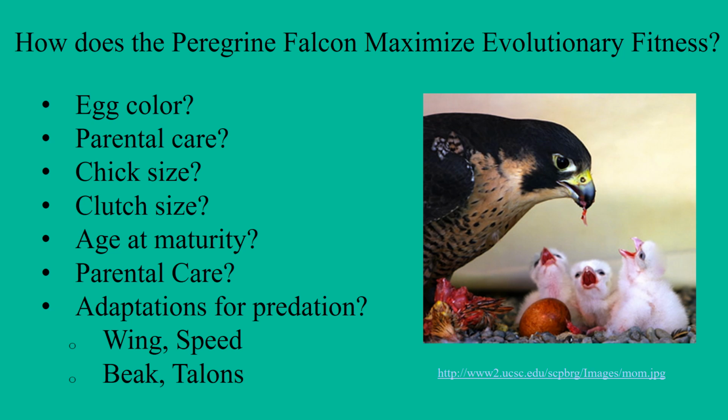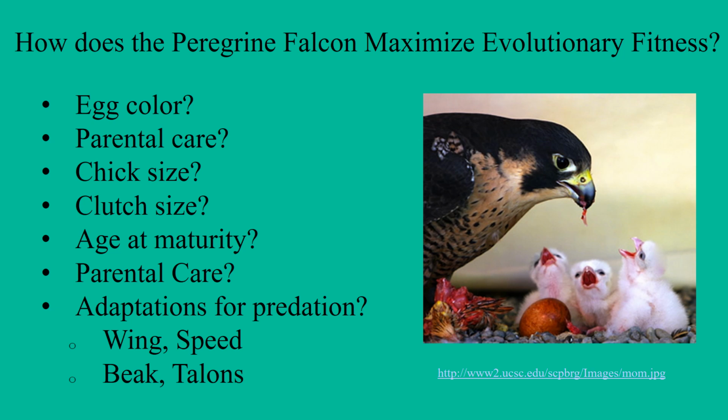Do you have big chicks or smaller chicks? If you have a lot of big chicks, that's going to drain the energy of the parents. So you might have 3 that are slightly larger, but then only 1 clutch per year. Or you might have smaller ones, and then you have 2 clutches per year. How big is the clutch size? 3, 5, etc. How old before they become sexually mature? The next year, 5 years, 10 years, 2 years.